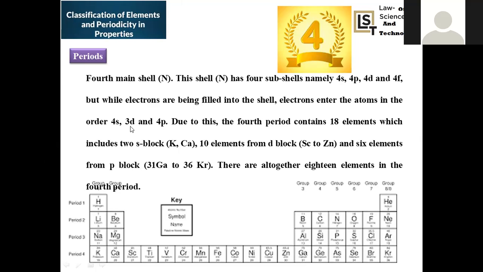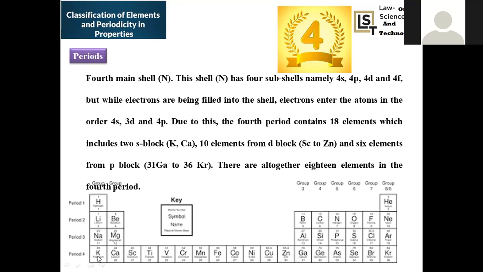4s will be filled first, later on 3d, later on 4p. So here 4s with 2 elements, 3d with 10 elements, 4p with 6 elements, total 18 elements reside in this orbital in this period. And here you can find fourth period: potassium, calcium, scandium, titanium, vanadium, chromium, manganese, iron, cobalt, nickel, copper, zinc, gallium, germanium, arsenic, selenium, bromine, and krypton.